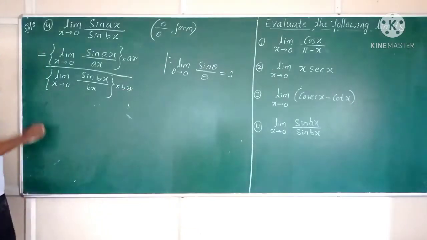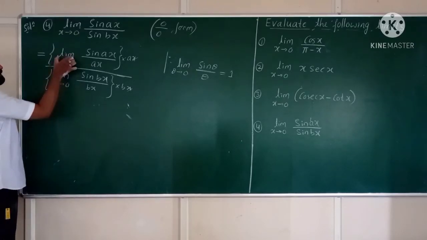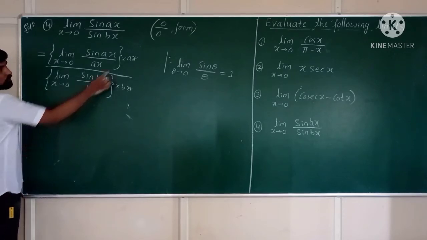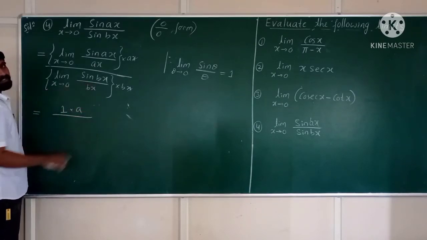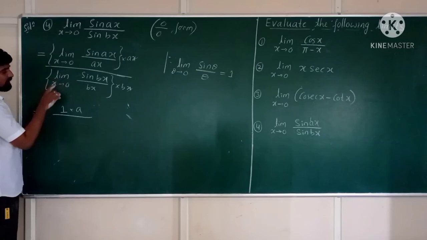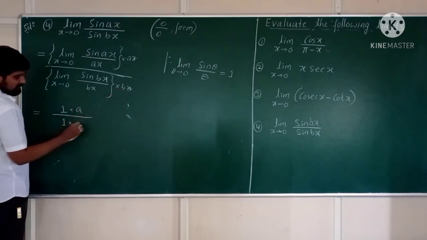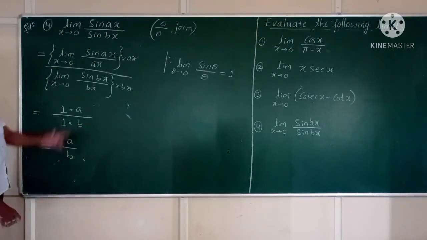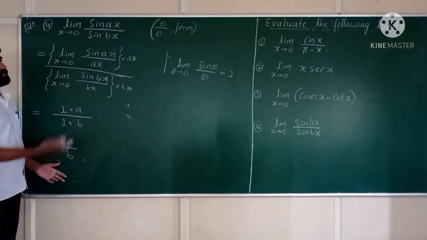X and x get cancelled, which is equals to, as x tends to 0, ax tends to 0. It means this is of the form limit theta tends to 0 sin theta by theta, hence its value is equals to 1 into a, divided by, as x tends to 0, bx tends to 0. It means this is also of the form limit theta tends to 0 sin theta by theta, and its value is equals to 1 into b as it is. So which is equals to 1 into a divided by 1 into b, and a by b is the limit value of this function at x is equals to 0. I hope all of you understood. If possible, take a note.